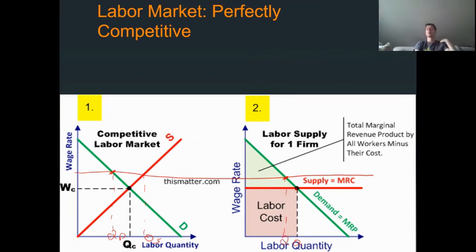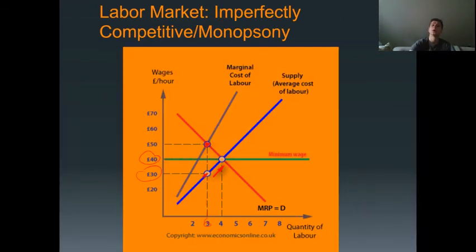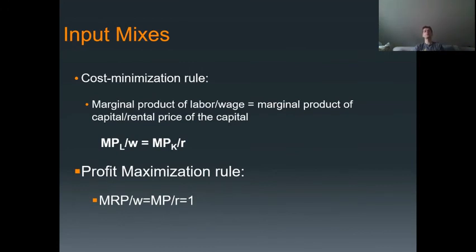So if it asks you about minimum wages' effects on labor markets, it should specify perfectly competitive, which reduces the amount of workers hired, or a monopsony or imperfect competition, which could, at least up to a certain point, increase the amount of workers hired. From there, we take a look at input mixes. There are 2 types of input mixes you have to know: the cost minimization and profit maximization.